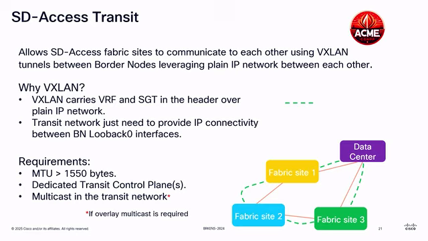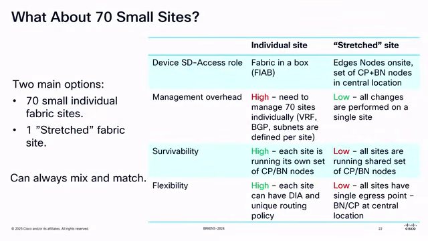Okay, so we sorted our main site, right? We decided that we're going to split it into 3 subsites. We're going to use SDA transit. What about those 70 small remote sites? And again, there are options, right? There are always options. You can configure those 70 sites as each an individual fabric site, because the lowest footprint you can get to get SDA working is a single switch. You just assign all roles to that switch: border, control plane, edge node, and even wireless LAN controller, right? We call it fabric in a box.